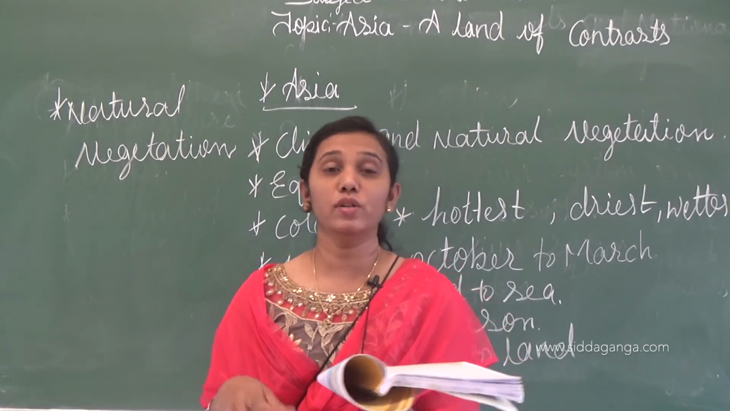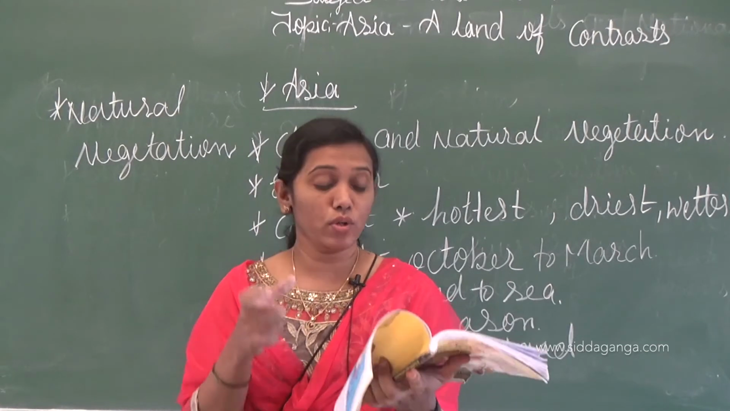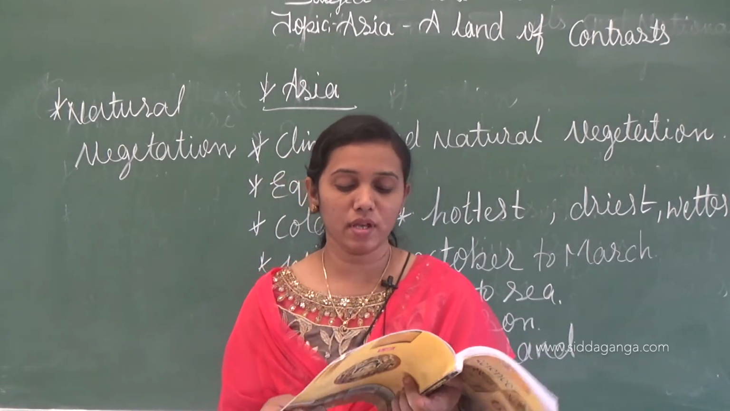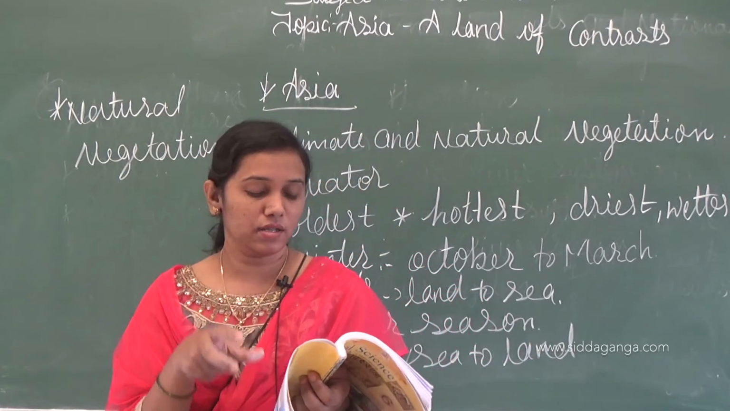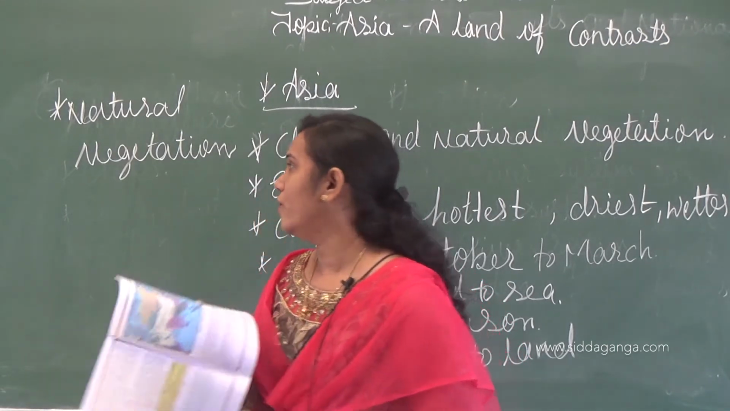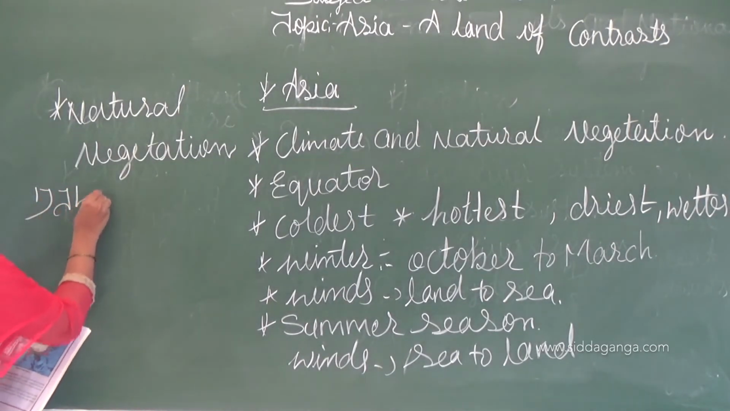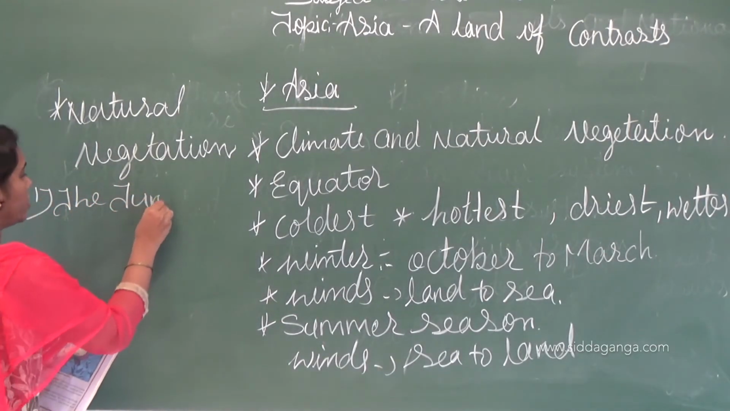It can be divided into 7 major types as follows. We see here 7 major types of vegetation. First one is the tundra vegetation.